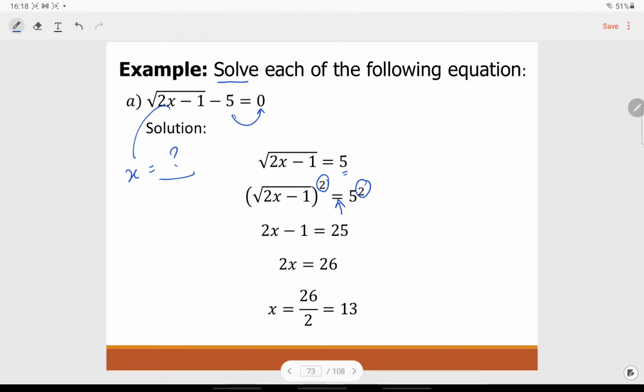Okay, so now we can cancel out the square and the square root, the power of 2. So the remaining value is the radicand, 2x minus 1, and on the other side we have 5 squared, equal to 25. So now it's very easy for us to solve for x. So x equal to 13. Alright, so the challenging part is only here. The remaining part, I think it's very easy for you to solve.